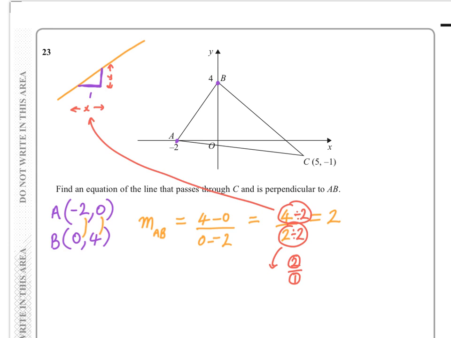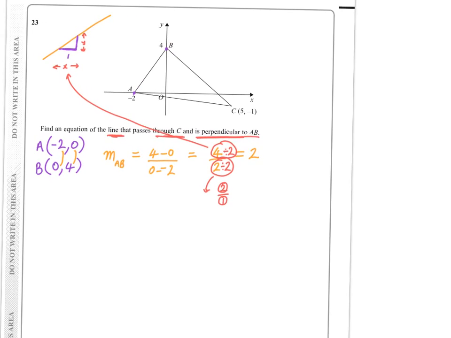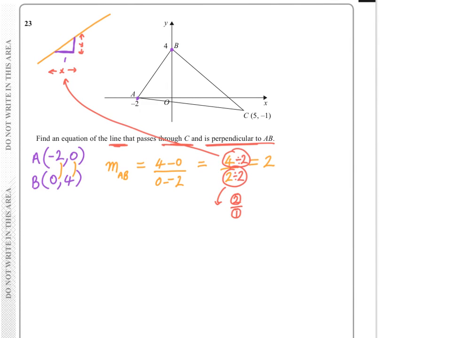So we know the gradient of AB, and it says that the line passes through C and is perpendicular to AB. Now, hopefully, you've been taught this, and I won't have time to teach you all of these skills throughout this paper, but I have done some videos on these particular topics, and I'll try and put links on as many questions as I can if I have the time. So basically, if the gradient of this line segment is 2, then to be perpendicular, it's going to be going downhill, so we know it's going to have a negative gradient, okay?